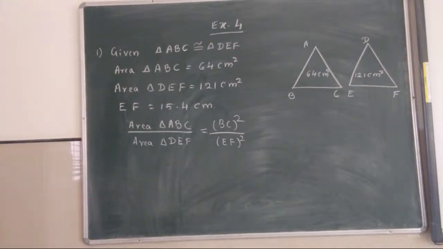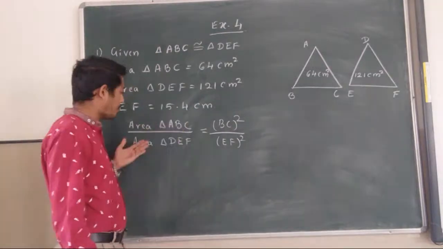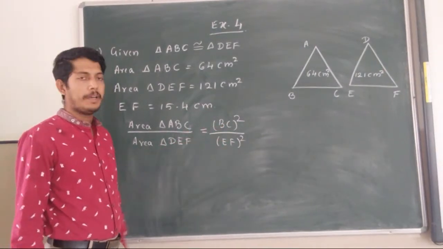Okay, just look at the steps. What are the given data here? Triangle ABC is congruent to triangle DEF; area of triangle ABC is 64 centimeters square, area of triangle DEF is 121 centimeters square, and side length EF is 15.4 centimeters. According to the theorem, area of triangle ABC divided by area of triangle DEF equals BC square divided by EF square.